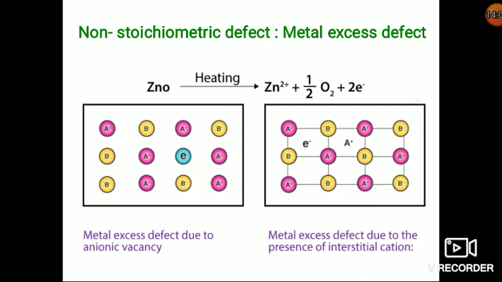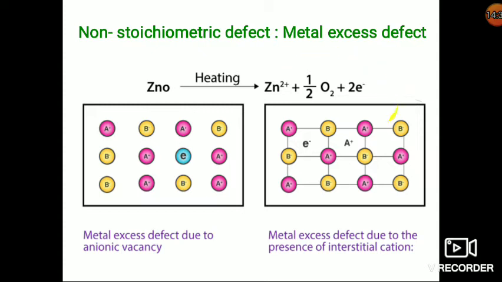Now one example is zinc oxide. So here A plus is your zinc 2 plus and B minus is your O2 minus. In the solid the cation is zinc 2 plus and anion is O2 minus. Now when we heat the zinc oxide, it forms zinc 2 plus plus half O2 gas plus 2 electrons. Now oxygen being a gas, it escapes from the solid. When you heat zinc oxide, oxygen escapes the solid. So we are left with excess of zinc 2 plus and 2 electrons.